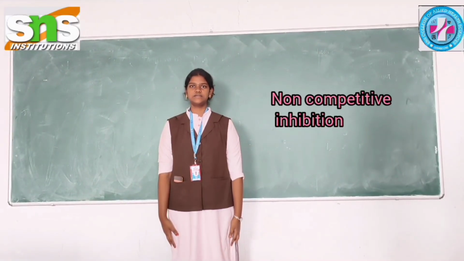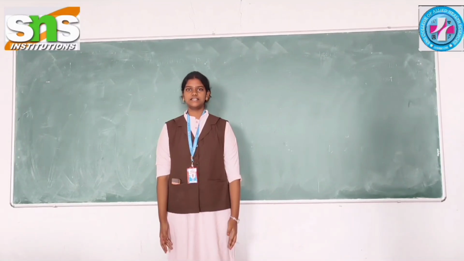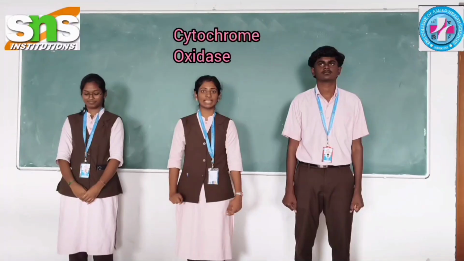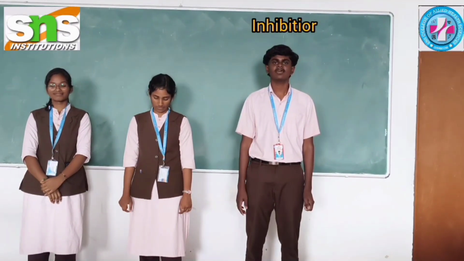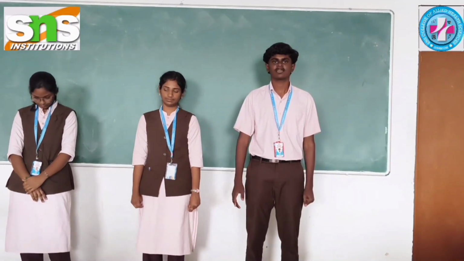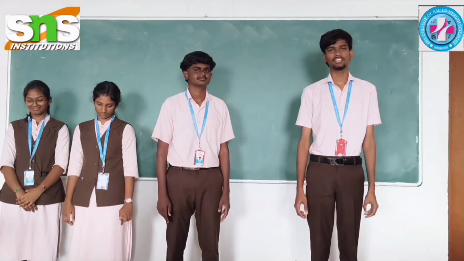Non-competitive inhibition occurs when the inhibitor binds to a site other than the active site, called the allosteric site, and changes the shape of the enzyme. I am the cytochrome oxidase enzyme and I help in ATP production. I am the substrate oxygen, required for energy production. I am the inhibitor cyanide. I bind at a different site of the cytochrome oxidase enzyme. Cyanide inhibits cytochrome oxidase, preventing ATP production. This leads to energy failure, hypoxia, anoxia, and can lead to death.